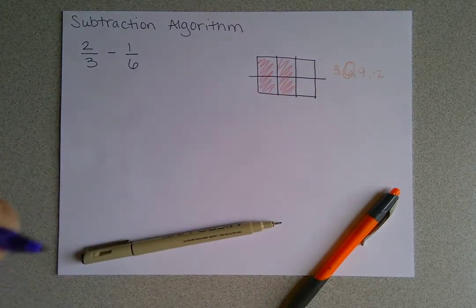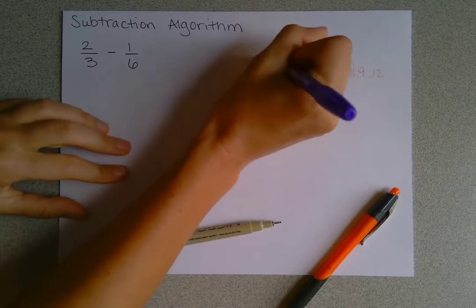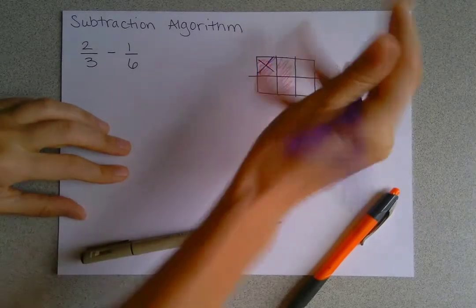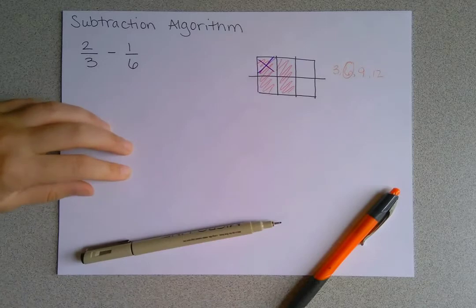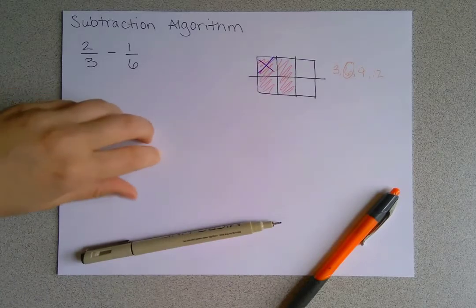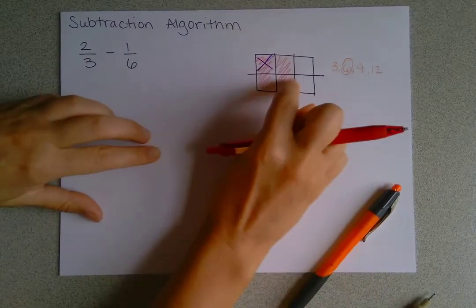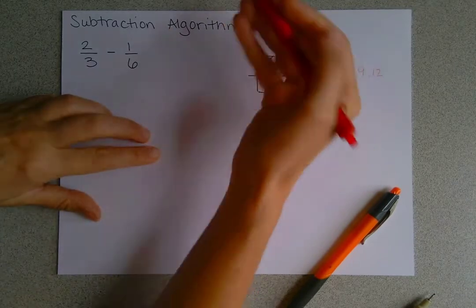And now I can do what I need to do, which is take away one of those sixths. So my picture starts to get a little wonky, but I'll just put a big X right here. Here's the one I am getting rid of. And what am I left with? I'm left with 1, 2, 3 sixths.